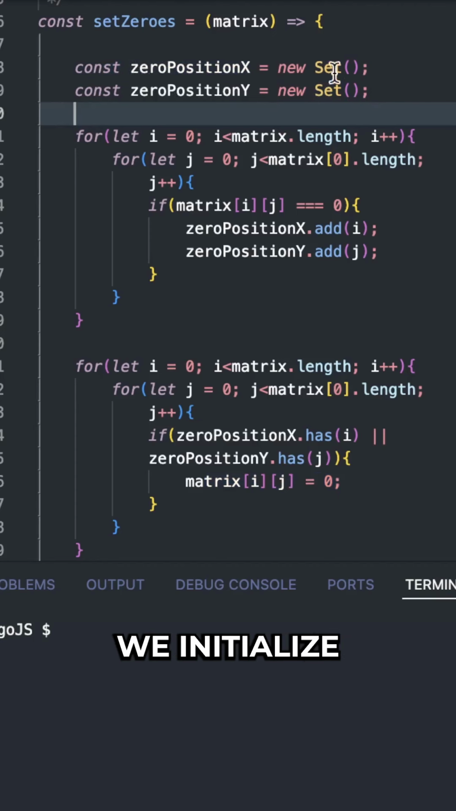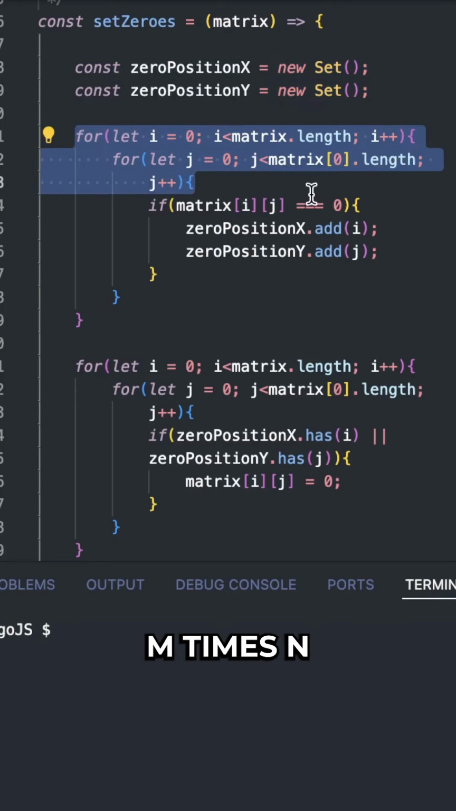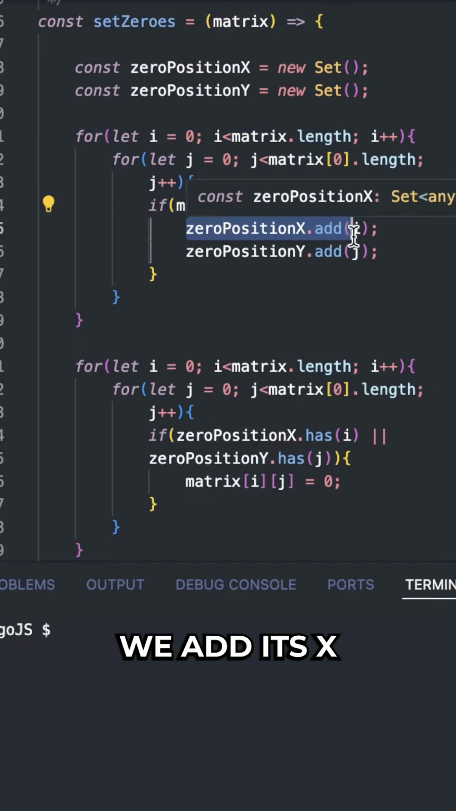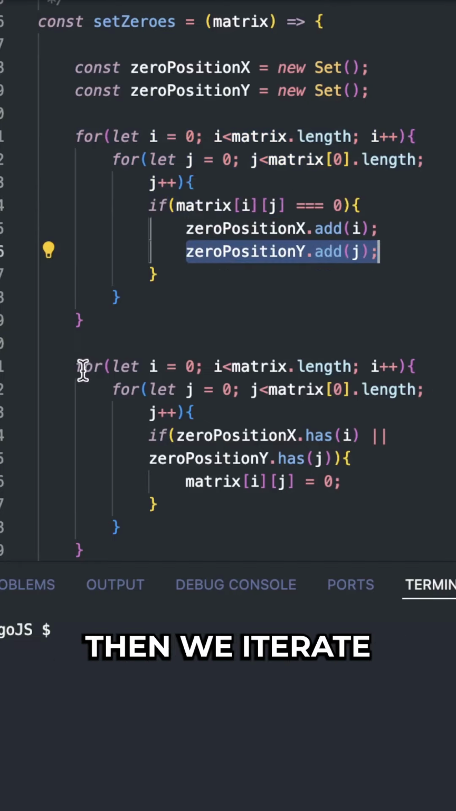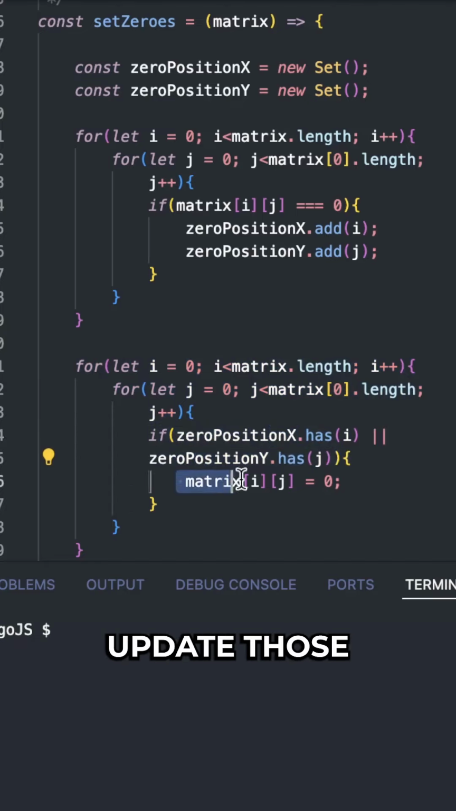So as we said, we initialize two set data structures. We iterate through the entire grid. So it's going to be n times m. And then if the matrix ij is equal to 0, we add its x and y coordinates to our set. Then we iterate through the grid again. If the current position of i or j that we're on is found within the sets, then we update those to 0.